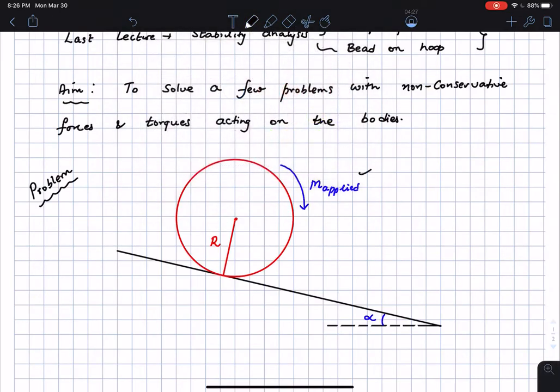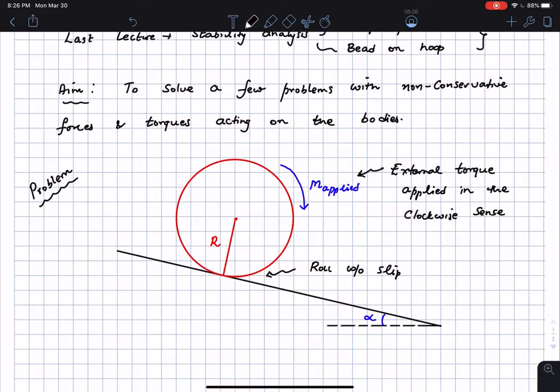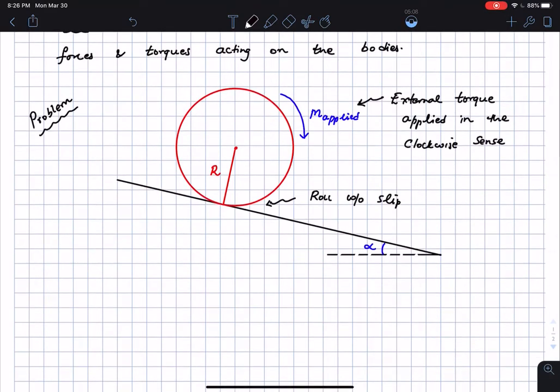I just want to make a note of that. This is an external torque applied in the clockwise sense. This can be a time varying torque, or this can be a constant torque. It doesn't really make a difference to us. That's something that we want to mention here. And the other thing is the disk is rolling without slip. So there is roll without slip, and the problem is we need to come up with the equation of motion for this disk.